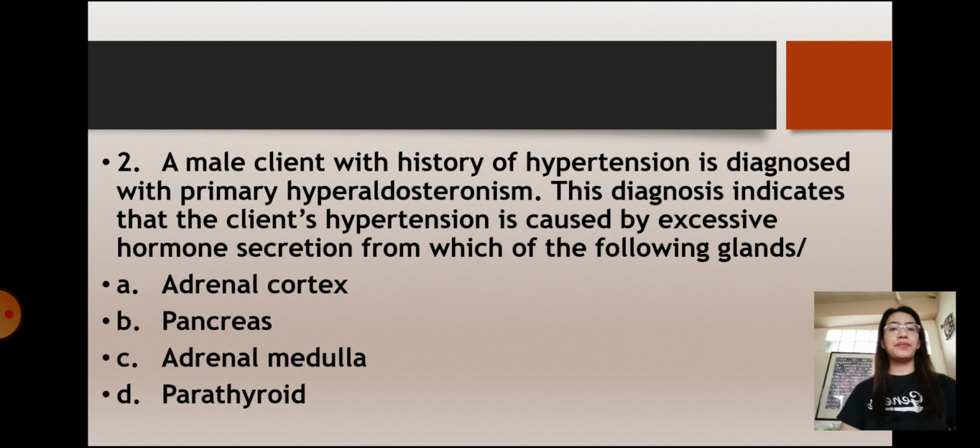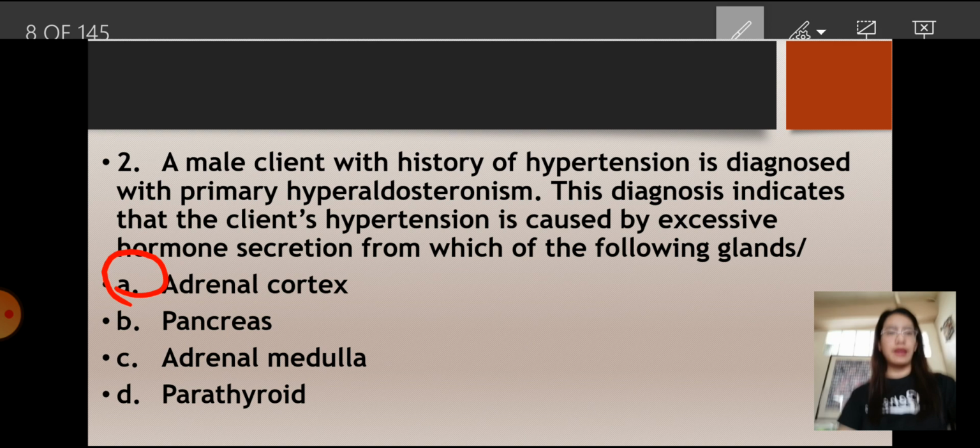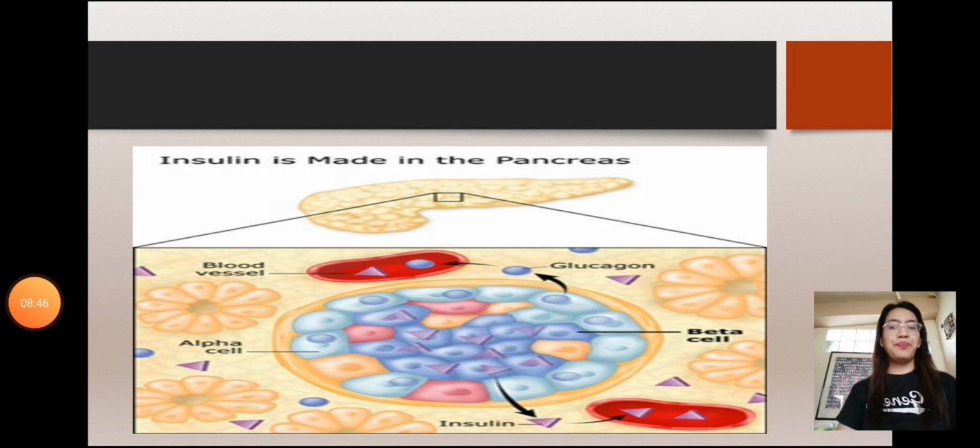Okay. So, for number 2, again, since we are talking about aldosterone, which is a steroid, ang tamang sagot natin dito is letter A. It is being produced by adrenal cortex. Okay? Next one, number 3. Ano yung number 3 question natin?